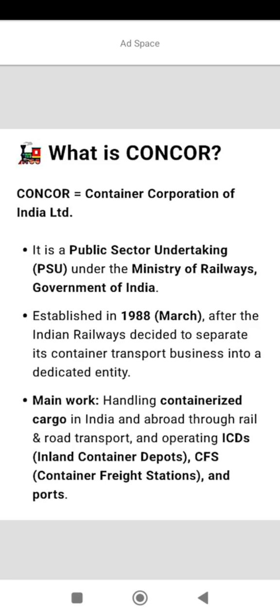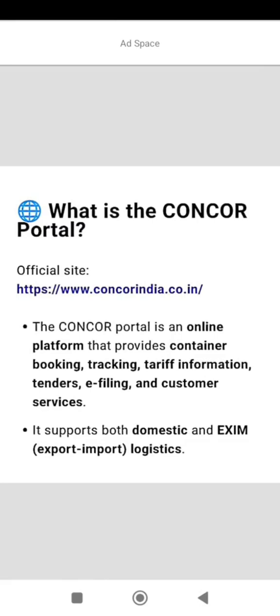Main work: handling containerized cargo in India and abroad through rail or road transport, and operating ICDs, inland container depots, CFS, container freight stations and ports. Okay, what does Concur portal mean? The Concur portal is an online platform that provides container booking, tracking, traffic information, trader e-filing and customer services. Okay, it supports both domestic and export-import logistics.